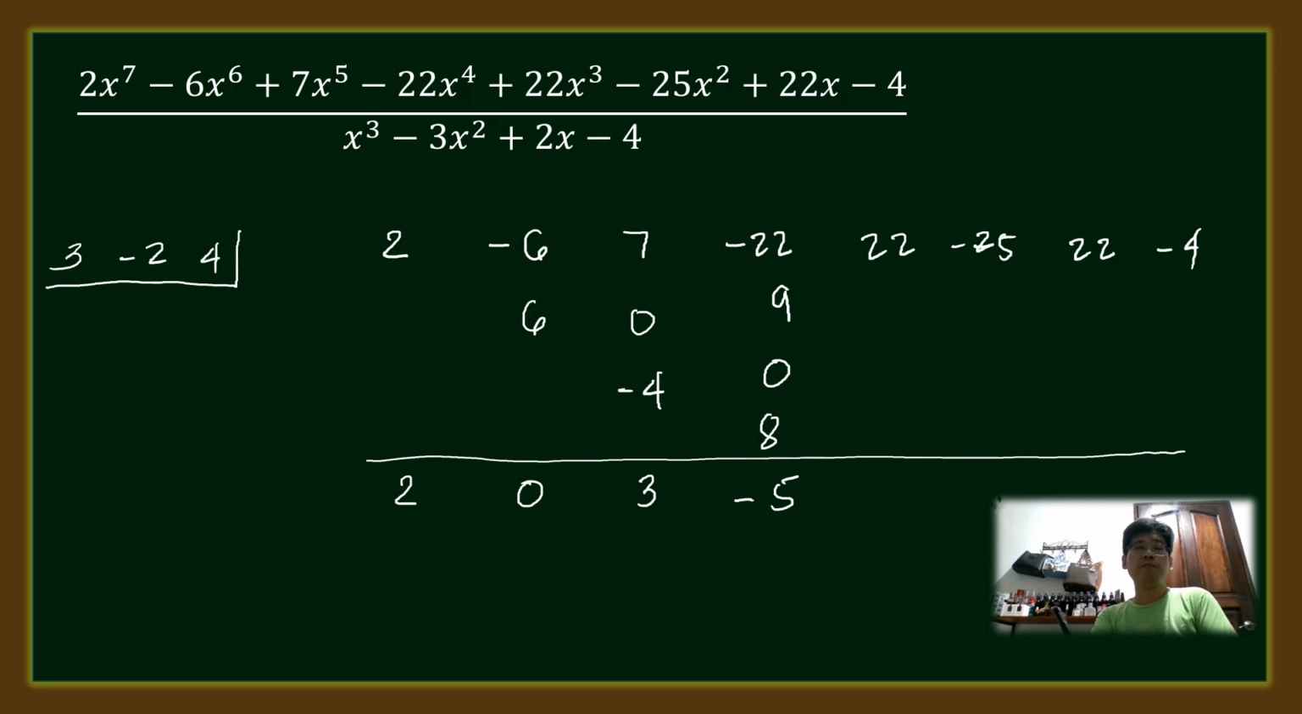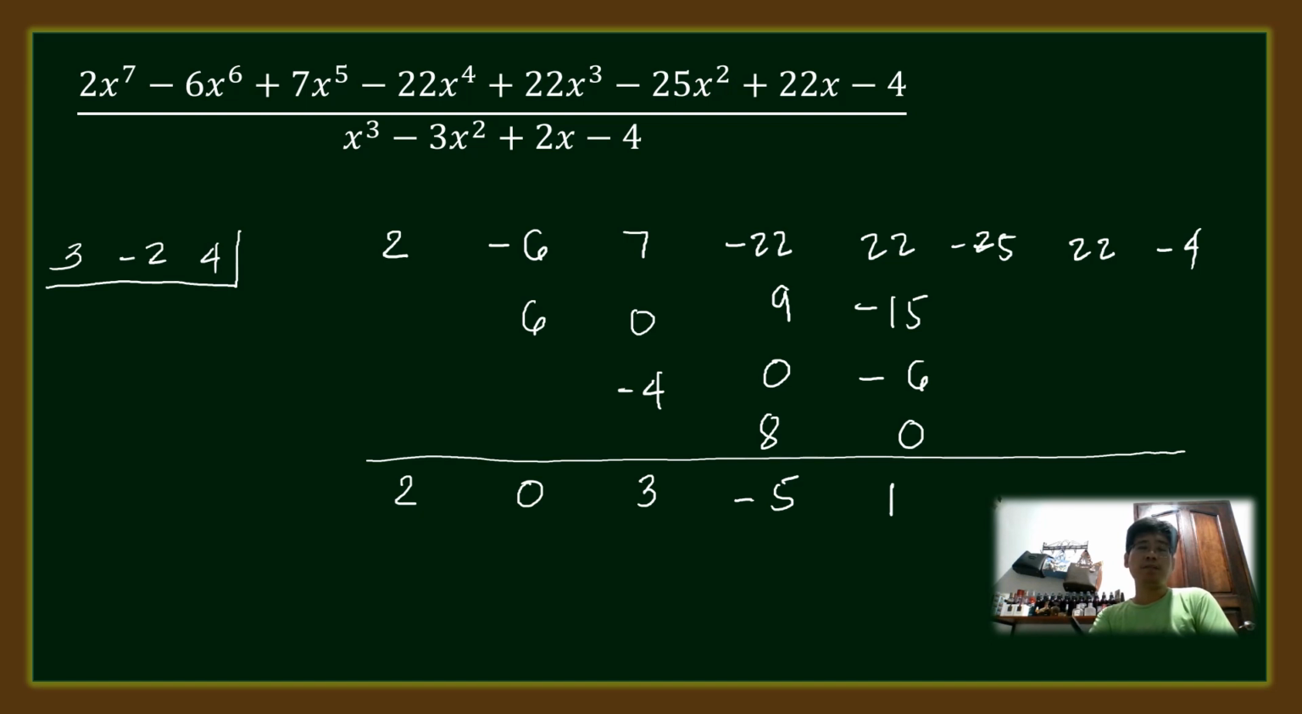Then let's multiply negative 5 by the first divisor, negative 5 times 3, that is negative 15. And then the previous 3 multiplied by the second divisor, negative 2, that's negative 6. And then the previous 0 multiplied by the third divisor, which is 4, that is 0. And then add 22 plus negative 15 plus negative 6 is positive 1.